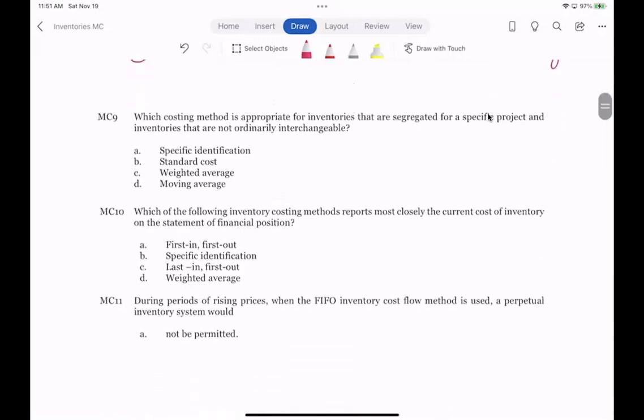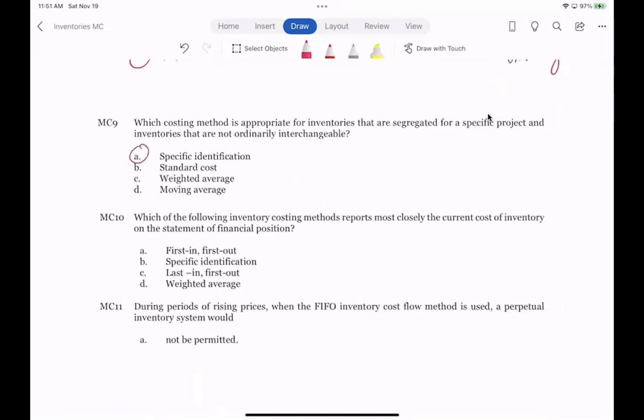Which costing method is appropriate for inventories that are segregated for a specific project and inventories that are not ordinarily interchangeable? So the goods are specifically identifiable and there is only one method, that is specific identification.